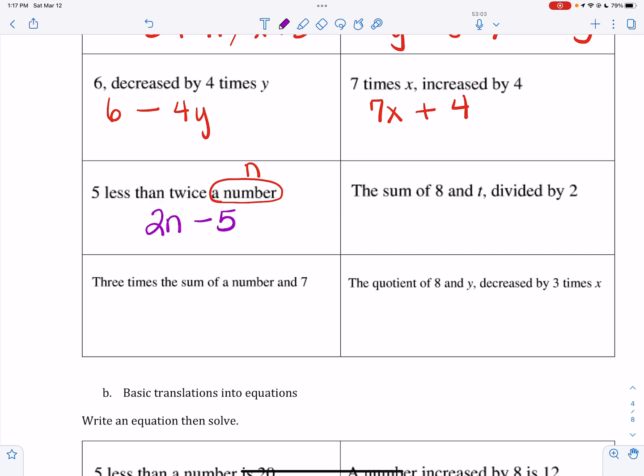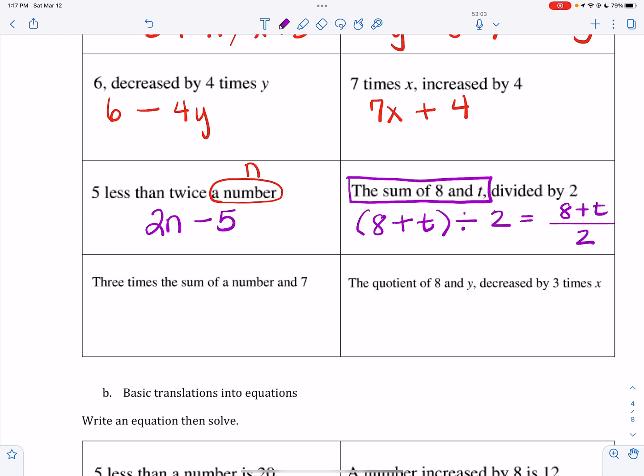Now, in the next problem, you're going to look for opportunities where you may have to have parentheses. So in this case, when it says the sum of 8 and t, that means we're going to add 8 plus t, and then we're going to divide that entire sum by 2. That's one way to write it. Another way would be to write 8 plus t on the top of the division bar and then put 2 underneath. Each one of those is acceptable. You must have parentheses in the first one. You can have parentheses here, but you don't have to, okay?